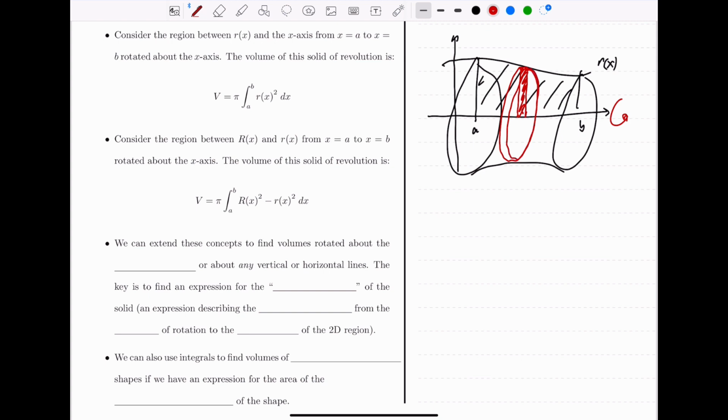When I spin that slice of area around the x-axis, I get this little disk. This is often called the disk method for this reason. I get this small, thin disk of volume. Let's say that the width of this disk is a small change in x, dx. And then how do I find the volume of the disk? If I can find an expression for the volume of this representative slice, then I can use an integral to find the total volume. So let's talk about the volume of this slice.